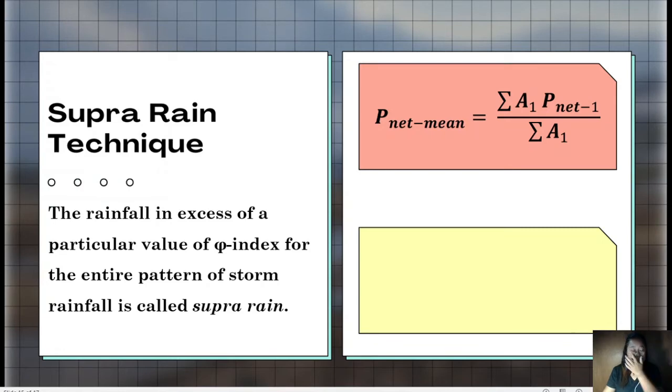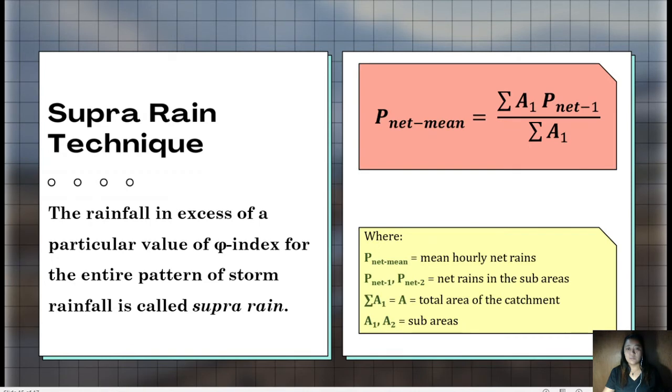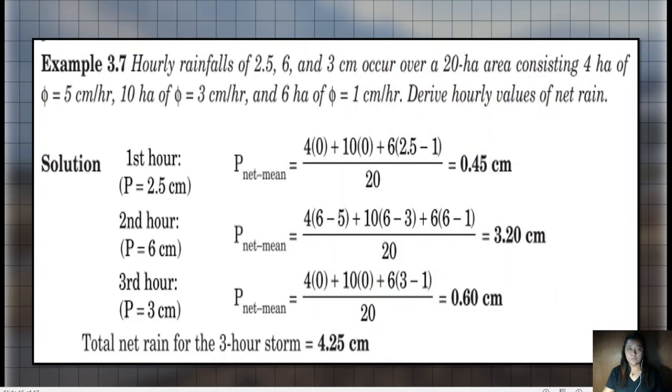So this is the formula for using the suprarain technique, which is P net mean equals the total of area times P net dash 1 over area, where P net mean is the mean hourly net rains, and P net dash 1 and P net dash 2 are the net rains in the sub-areas. Area is the total area of the catchment, and area 1 and area 2 are the sub-areas.